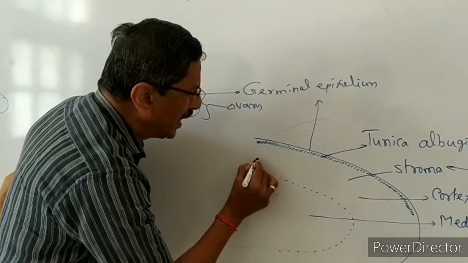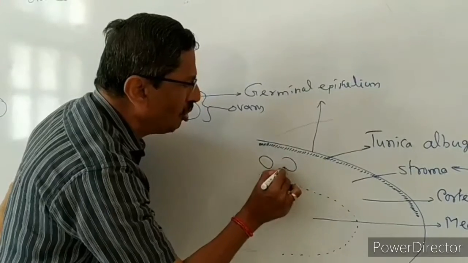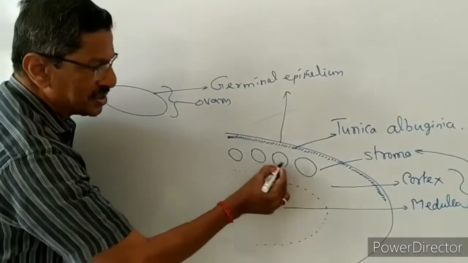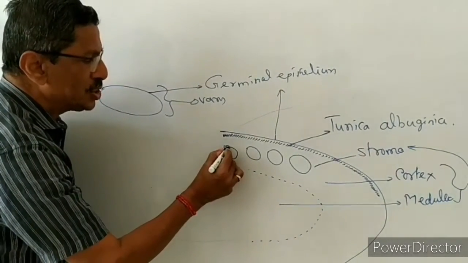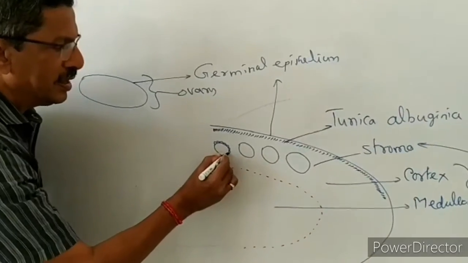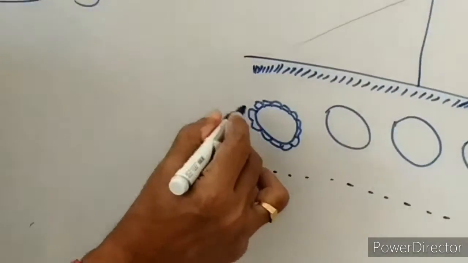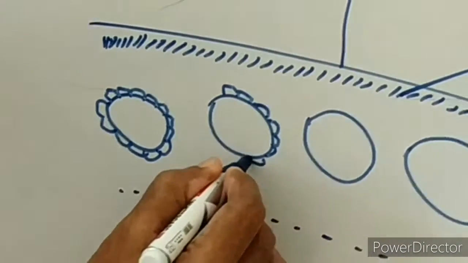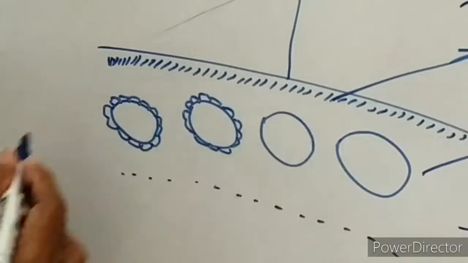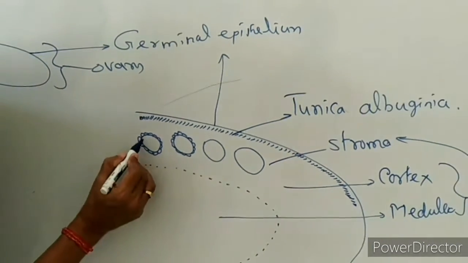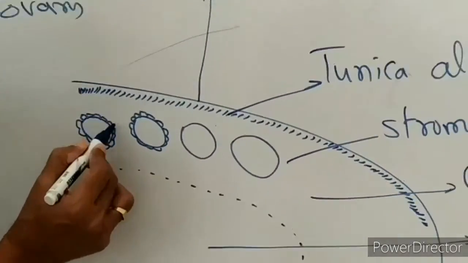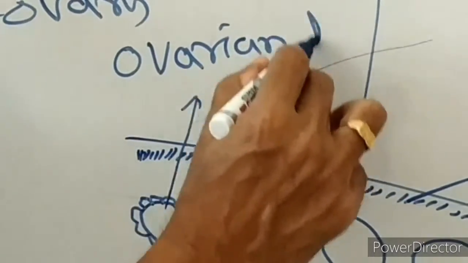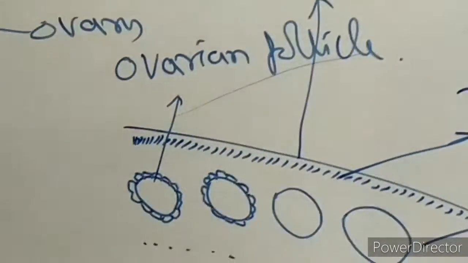In the cortex, an enormous number of smaller or larger, that means different sizes of, hollow ball-like structures are present. Each structure is covered by a single layer of cells. It may be very young, or a little growing, or very big also. But each hollow spherical ball-like structure is surrounded by a single layer of cells. This hollow ball-like structure, provided with a single layer of cells, is called ovarian follicle.